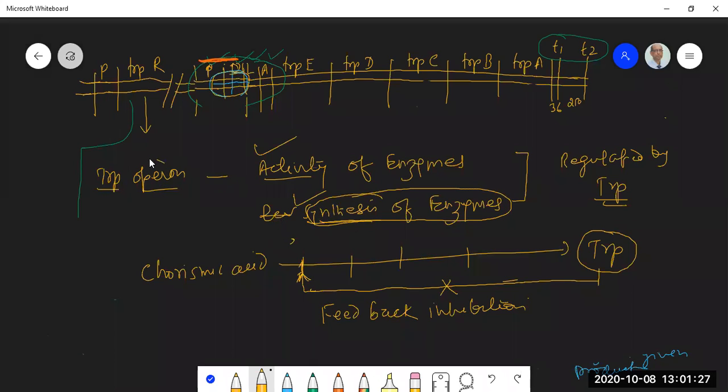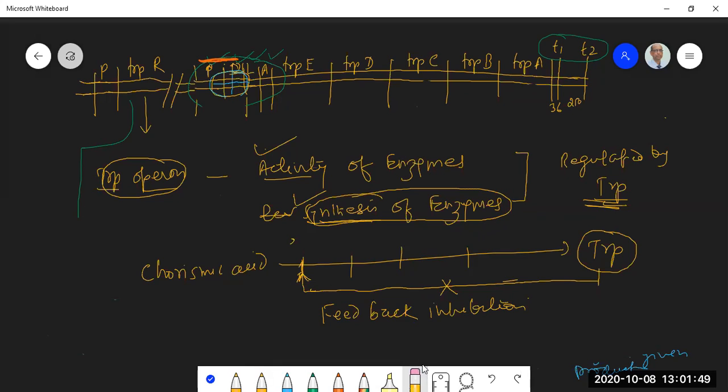So in the case of the Trp operon, please understand, the activity of the enzyme is regulated by a feedback mechanism by the tryptophan molecule, and the synthesis of the enzyme is again regulated by the availability or non-availability of tryptophan in the medium. Okay, this is another thing.